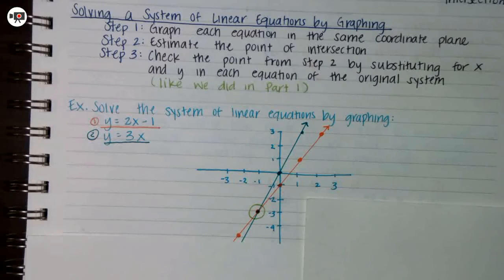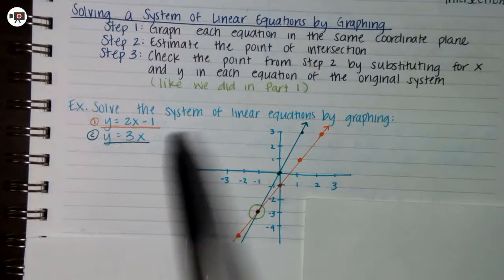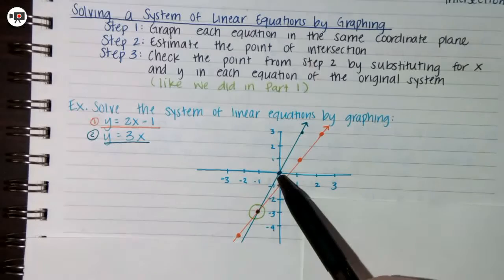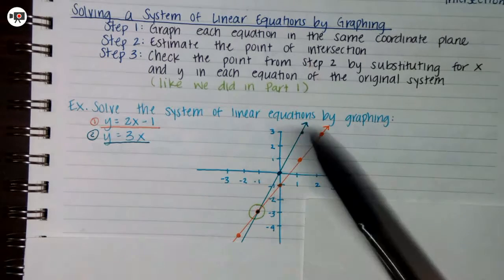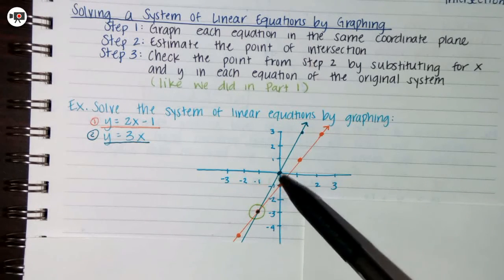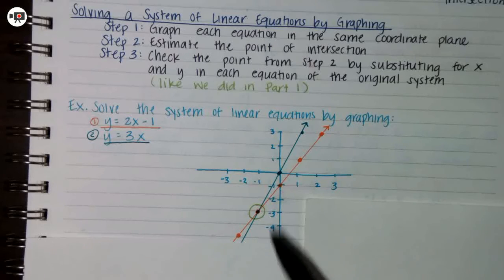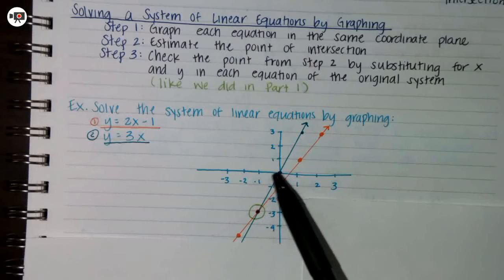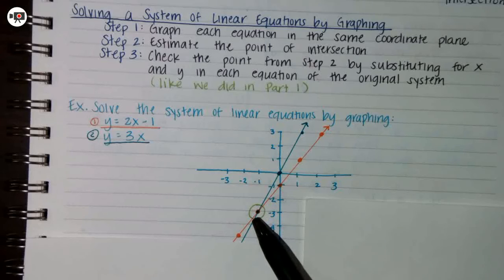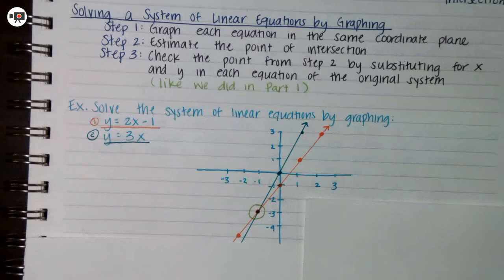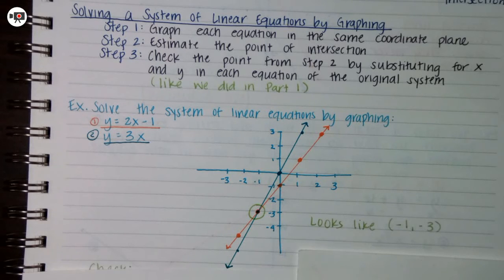Same idea for equation number 2, except this one does not give a y-intercept. There's no plus or minus with a number. So we know that we would have a plus 0, so the y-intercept is 0. Then from there, my slope is 3, so I go up 3 to the right 1, or down 3 to the left 1, and plot my points. Now, step 2 says to estimate the point of intersection. And I can see they intersect here, and it looks like they're at -1, -3. Your points are always listed as your x first, then your y. So it looks like it's -1, -3.